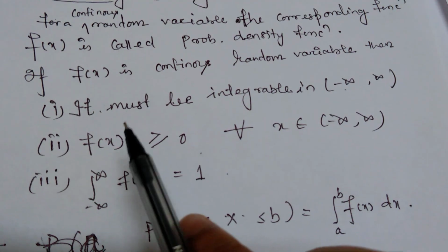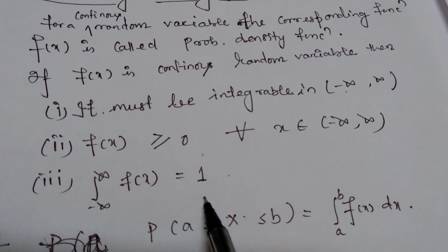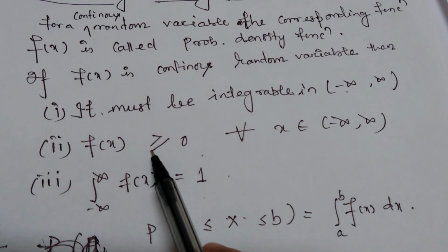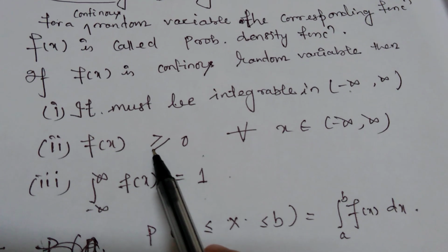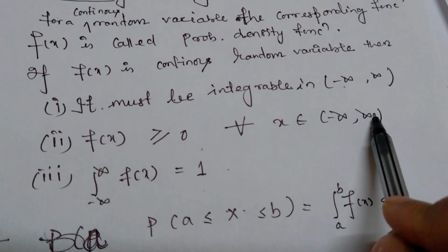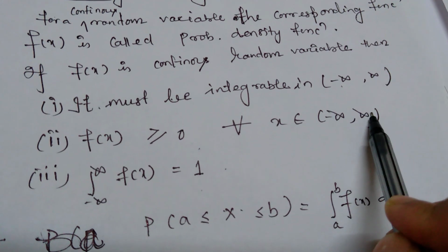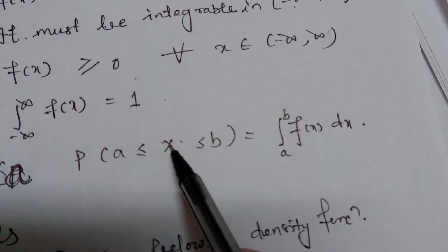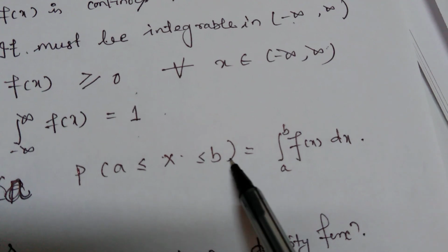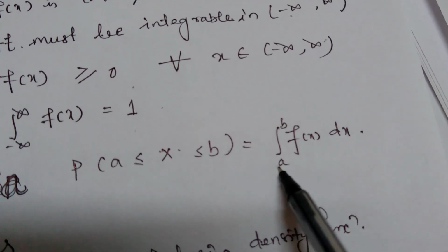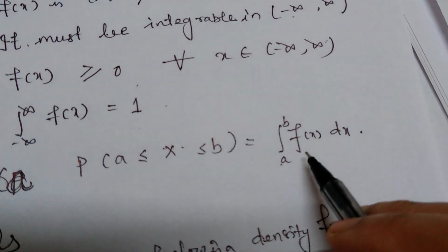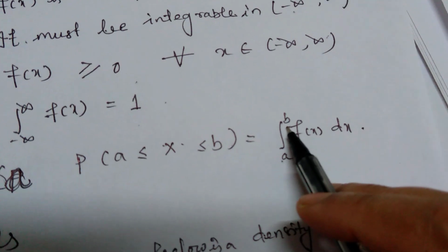If these three conditions are satisfied, that is, the function is integrable, its total integral value is 1, and the functional value is either 0 or positive within the interval minus infinity to plus infinity, then we say that the function is a probability density function. And the probability of the random variable x within the limit a and b can be evaluated by using the formula integration from a to b of f of x dx. That is the definite integration of the function within the limit a to b.